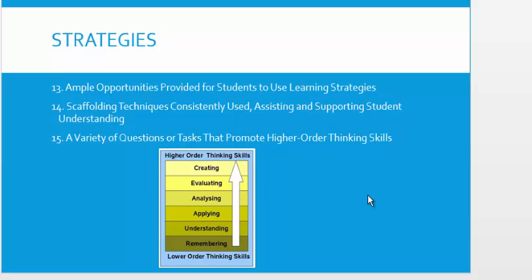Number 15 is important, and it's very easy for us to neglect, both with our students that have special needs and with our ELLs. We have to make sure that we have a variety of questions or tasks that promote higher order thinking skills. 80% of the questions that teachers ask in a classroom, and this is a regular classroom, it's not even an ELL classroom, 80% of them are literal or knowledge level in Bloom's taxonomy. So we are not doing our job as teachers and really pushing students to think and use their critical thinking and higher order thinking skills.